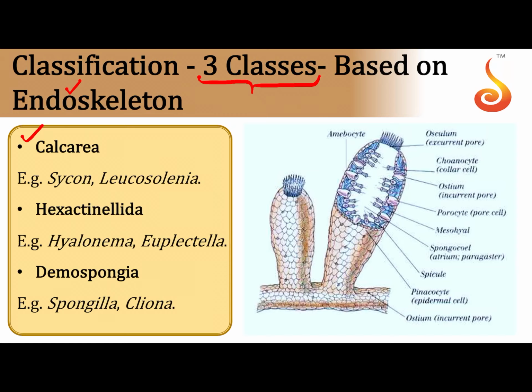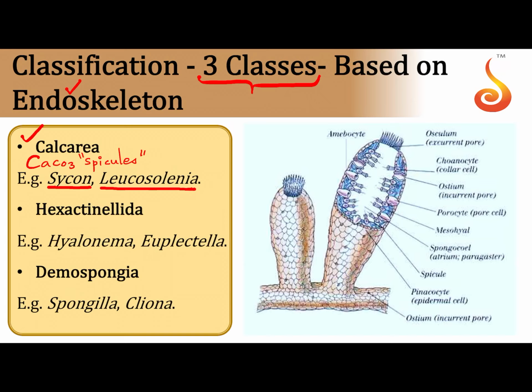Class Calcarea includes all the sponges which have calcium carbonate spicules as their endoskeleton. So remember, they possess spicules which are endoskeletal structures made up of calcium carbonate. Most of these calcareans are marine, found mostly in shallow waters, not in deeper waters. They have a vase-like or cone-shaped body, and the examples for Calcarea include Scypha and Leucosolenia. Remember that class Calcarea includes those organisms whose endoskeleton is composed of calcium carbonate spicules.